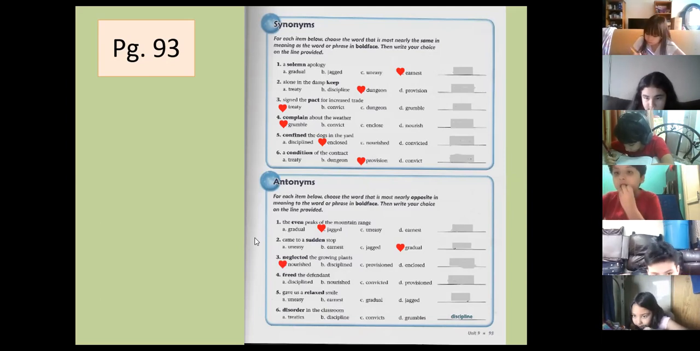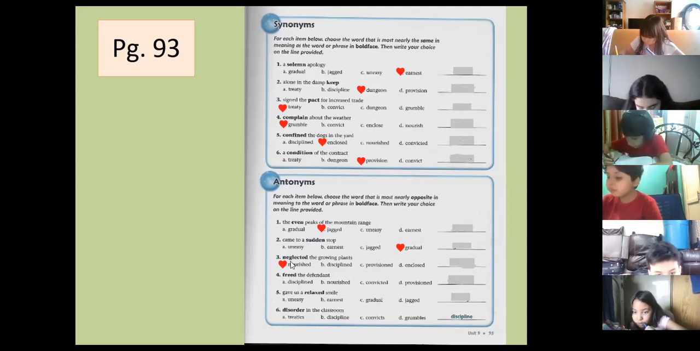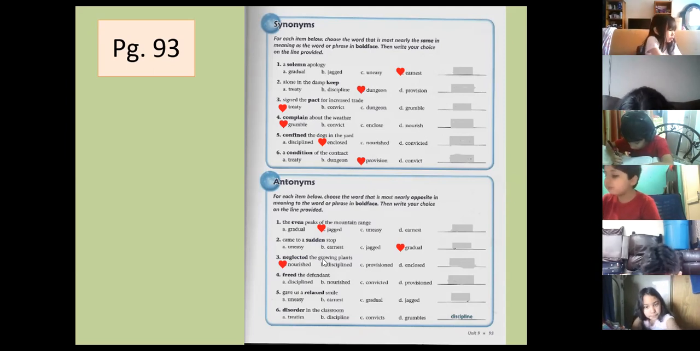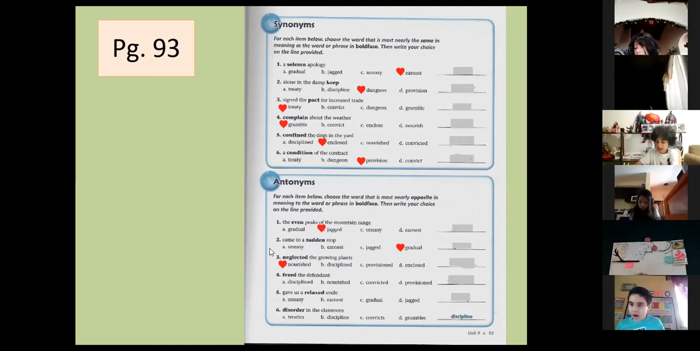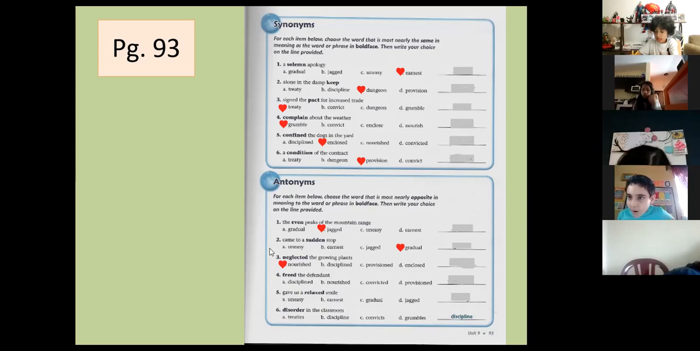If you look at page number 90, 91, you're going to find nourished. It's the antonym for neglected, the growing plants. So it means that if you nourish the growing plants, you are giving food, like you are putting water on the plants. But if you're neglecting, it means that you're not doing it. You're doing the contrary. You're forgetting them.